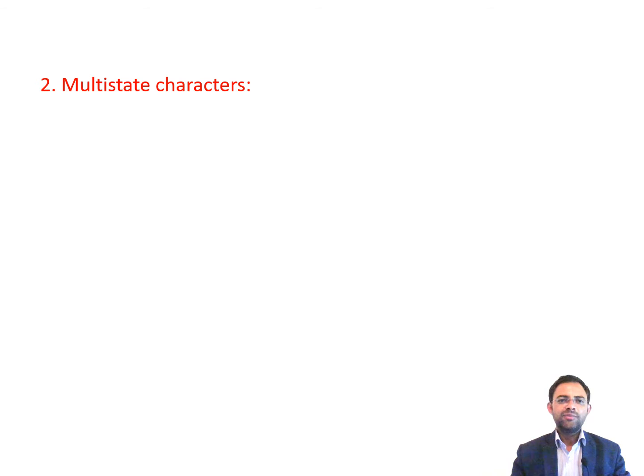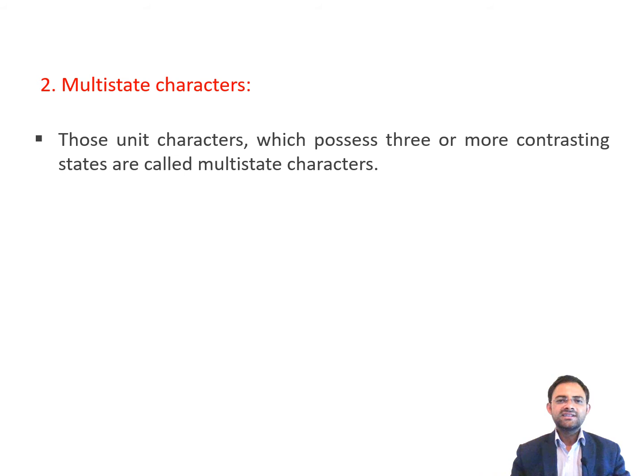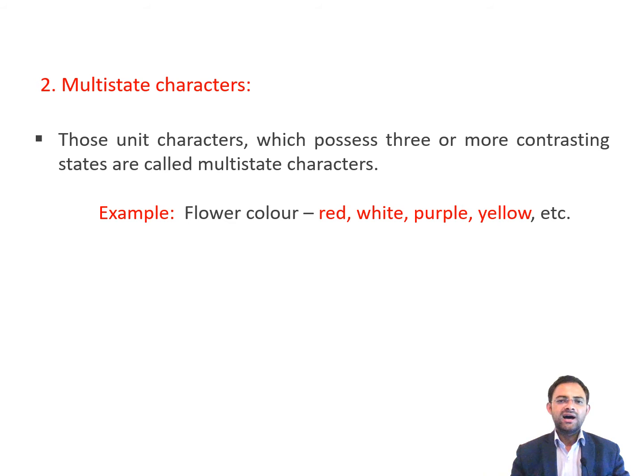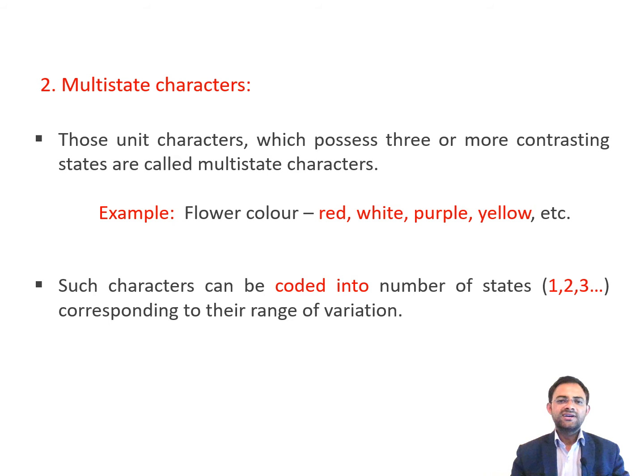Now, the second type of attributes is multi-state characters. Multi-state characters are those characters which possess three or more contrasting states. For example, the color of flowers may be of different types. Say for example, the flower color may be red, white, purple, yellow, etc. Such characters can be coded into the number of states like 1, 2, 3 and so on corresponding to their ranges of variation.